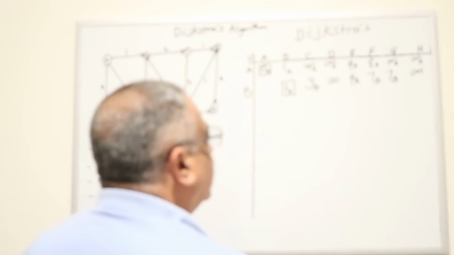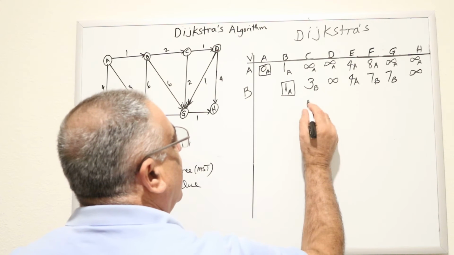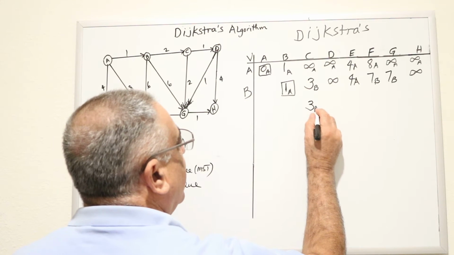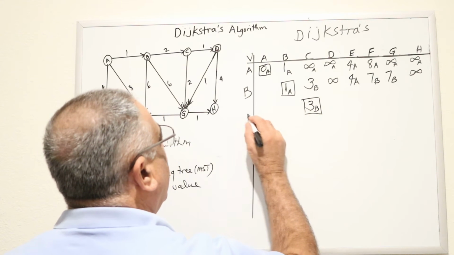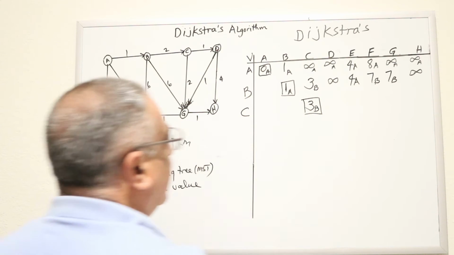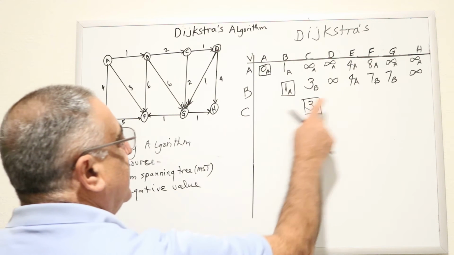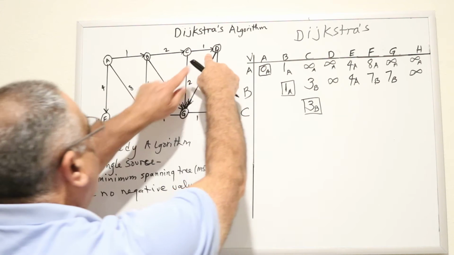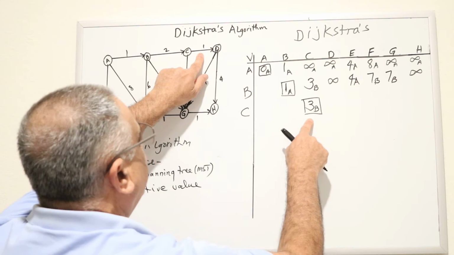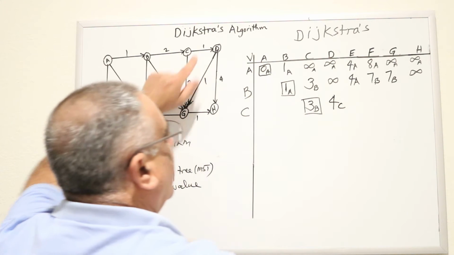So now this is my second pass. So I have 3, 4, 7, 7. Let's bring down the 3, and we are going to box it. That means we can't go back there, can't visit that city again, or that vertex again. Now C to D is a 1. 1 plus 3 is 4, which is better than infinity.